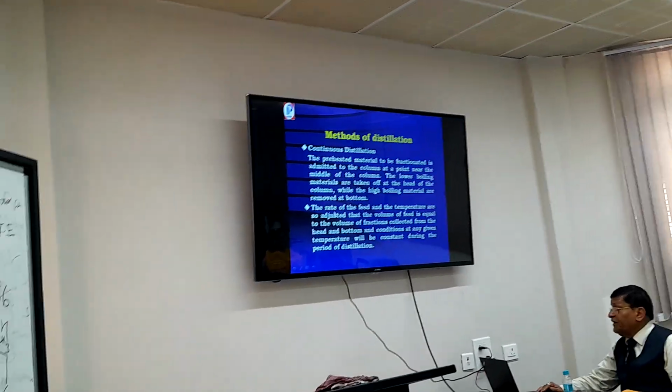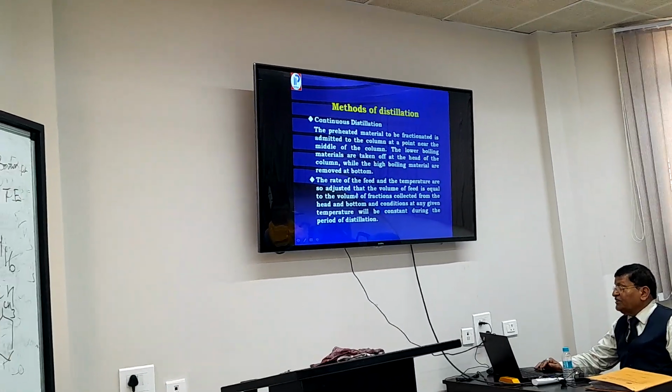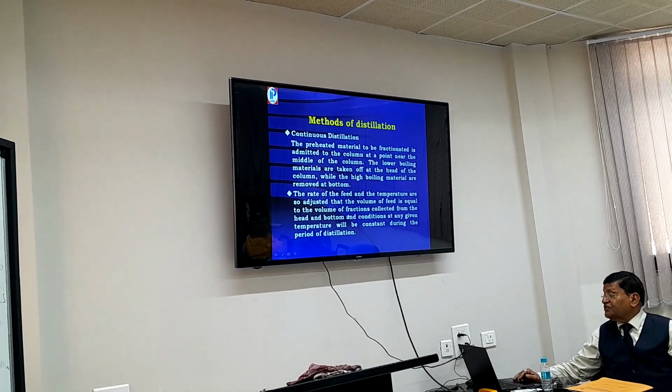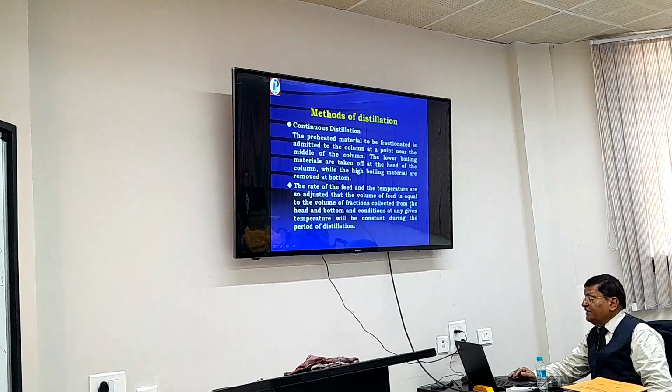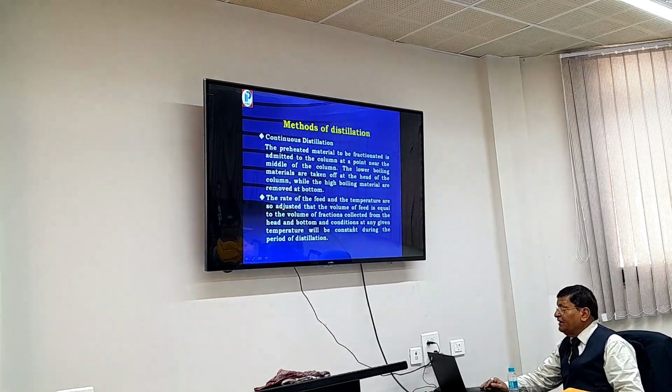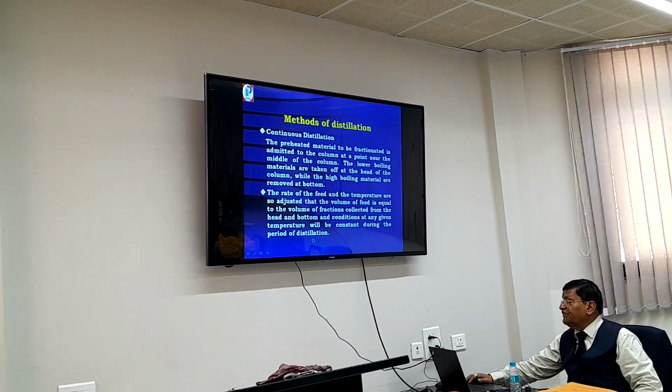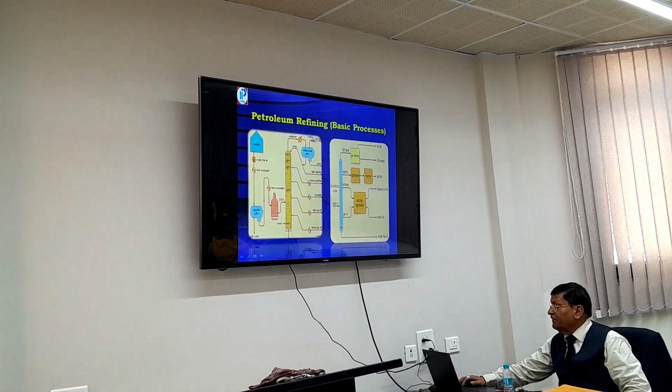Now the rate of the feed and the temperature are so adjusted that the volume of the feed is equal to the volume of fraction collected from the head and bottom, and conditions at any given temperature will be constant during the period of distillation. This already I have shown.